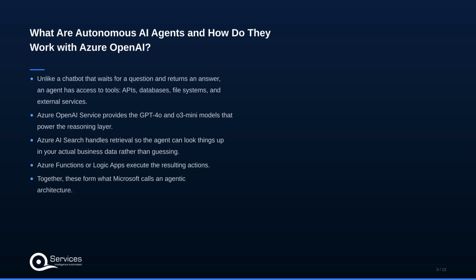Azure OpenAI Service provides the GPT-4o and o3-mini models that power the reasoning layer. Azure AI Search handles retrieval so the agent can look things up in your actual business data rather than guessing. Azure Functions or Logic Apps execute the resulting actions. Together, these form what Microsoft calls an agentic architecture.